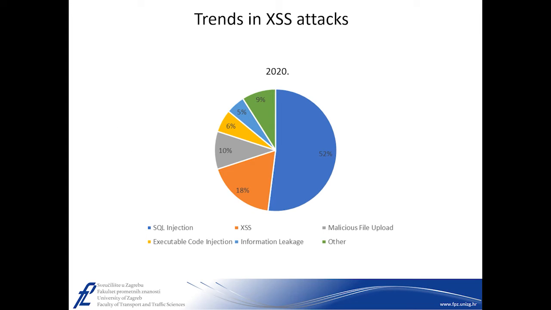For newer data, we have this chart for the year 2020 from the company EdgeScan, and it shows the most common critical vulnerabilities in 2020. As can be seen, cross-site scripting is again at the very top of the chart. From this and the previous slide, it can be concluded how much of a threat cross-site scripting is.